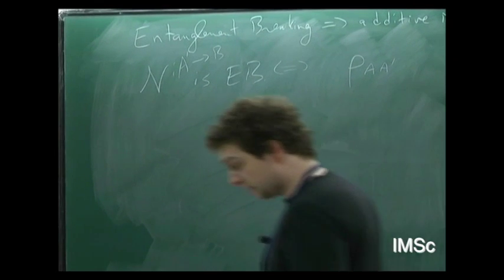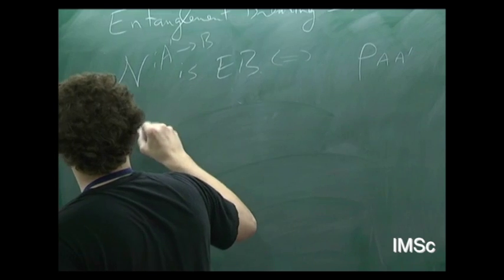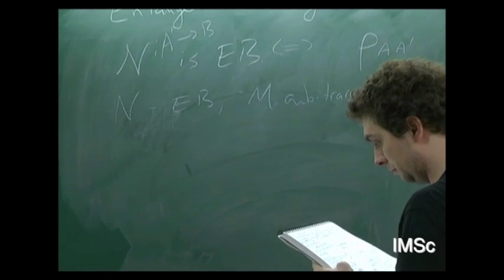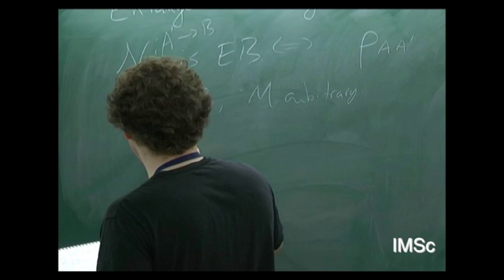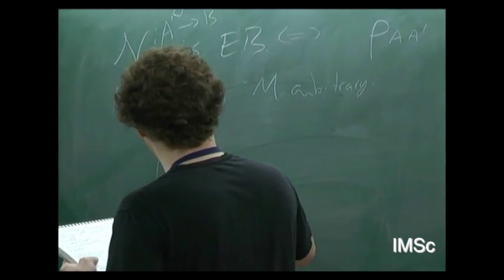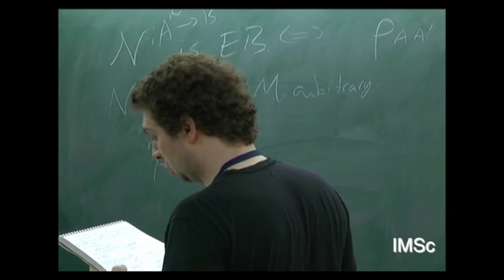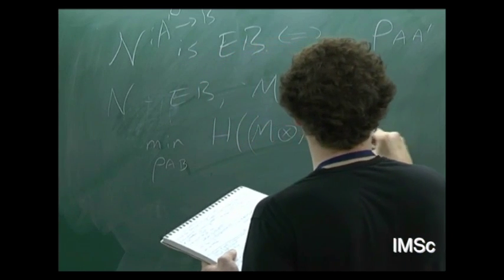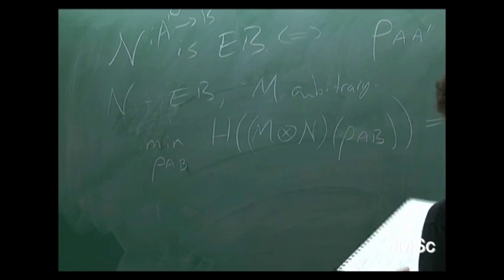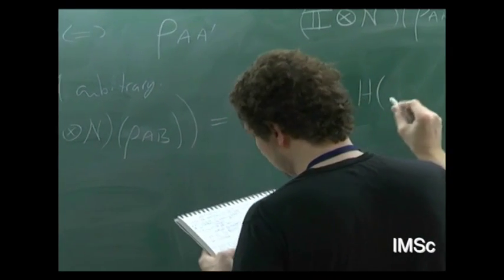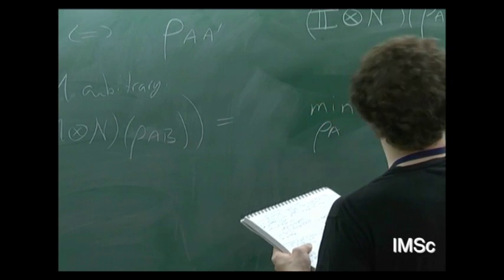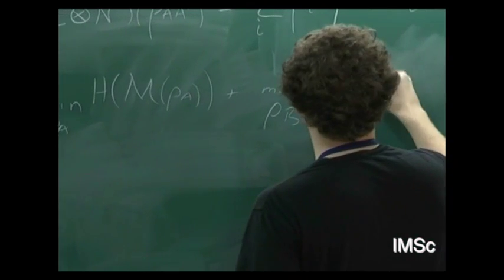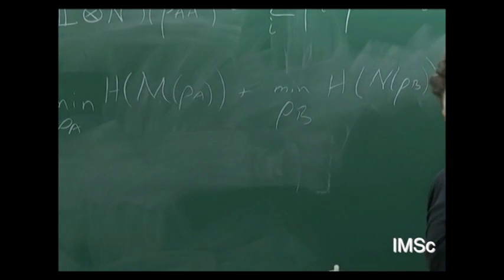Okay, so what we need to show is that the minimum over all input states rho AB of the entropy of M tensor N acting on rho AB is equal to the minimum over rho A of the entropy of M acting on rho A plus the minimum over rho B of the entropy of N acting on rho B. That's what we mean by additivity of the minimum output entropy.